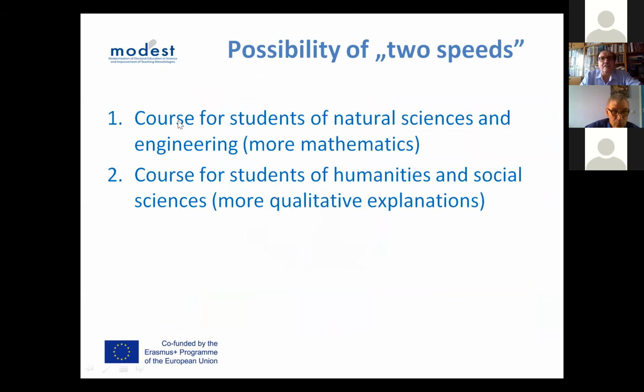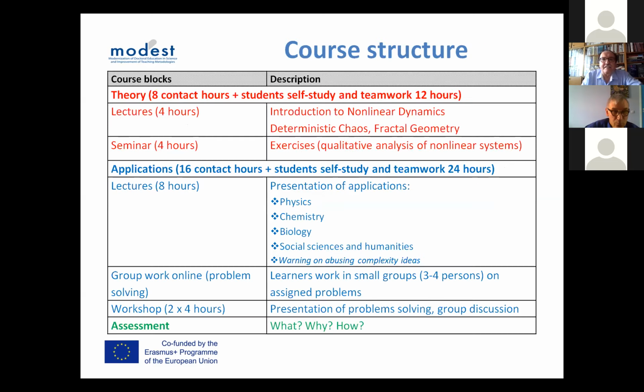That means there could be a course for students of natural sciences and engineering with more mathematics, but also there could be a kind of qualitative course for students of humanities and social sciences, with more qualitative explanations. And there are already some textbooks, even many textbooks, for example in Russian, which can be helpful to design such a course for humanities and social sciences.